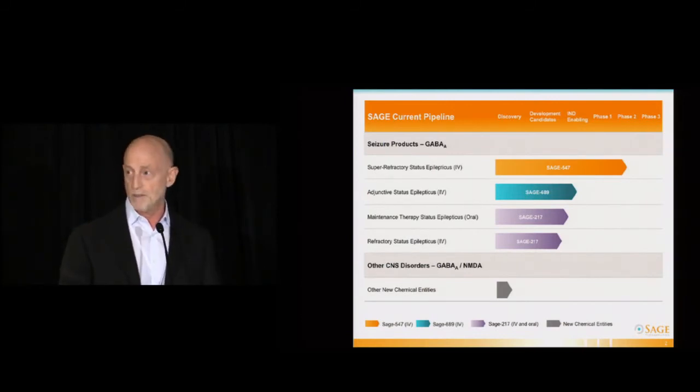217 is an orally available positive allosteric modulator. It's in animals, suggests that we'll be able to use this once daily as an oral agent in humans. 217 is likely to be moved forward into orphan genetic epilepsies, and we're doing some preclinical data now for that, which I won't share with you today. 689 will be positioned as a treatment for second-line status epilepticus.